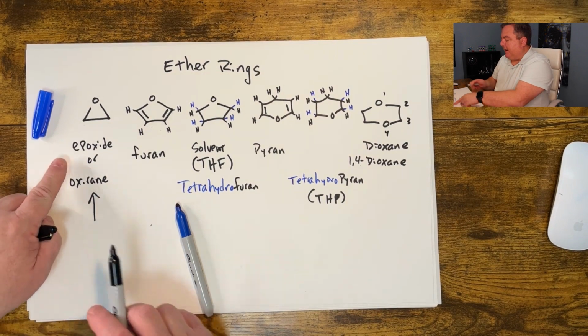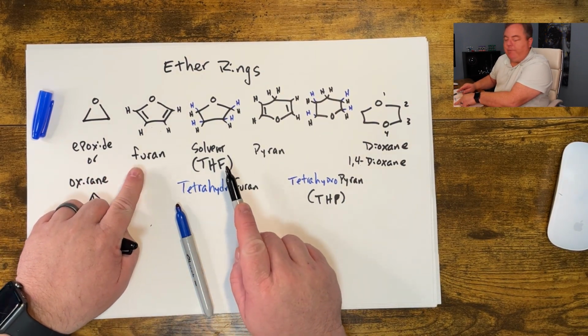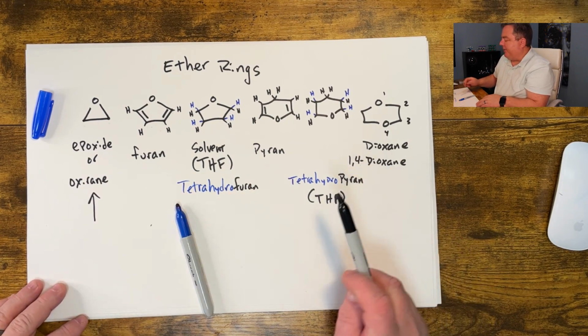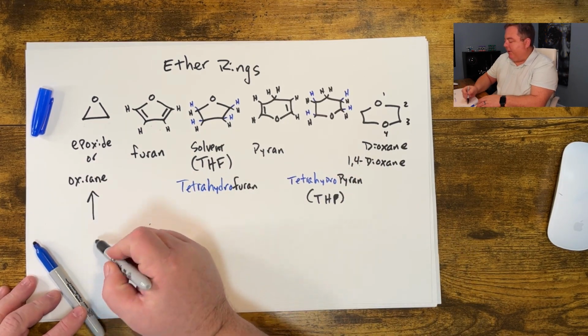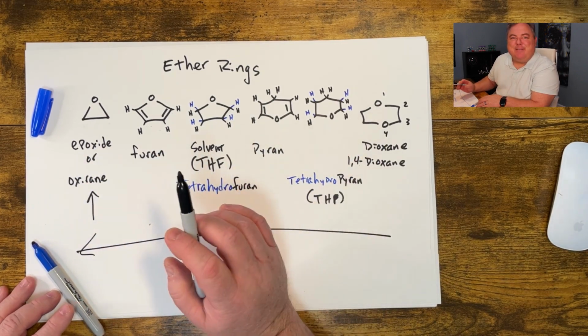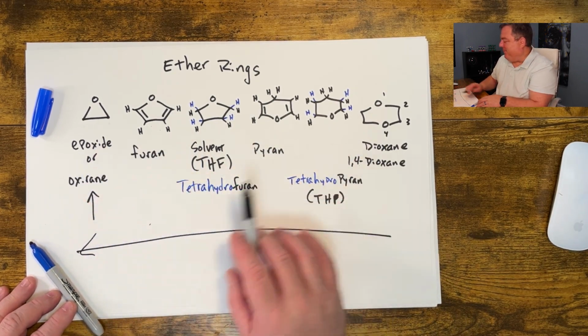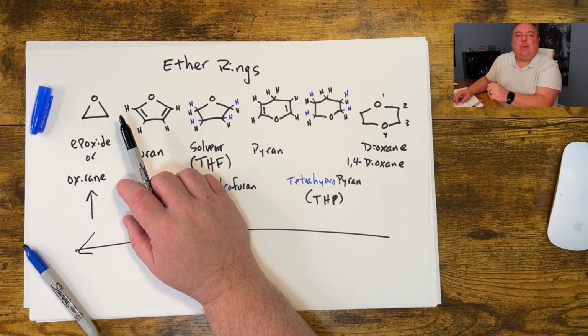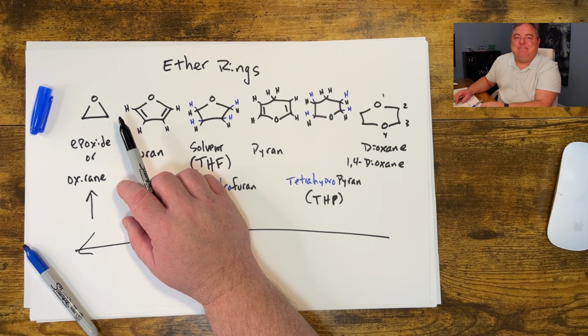So epoxide, furan and tetrahydrofuran, pyran and tetrahydropyran, and dioxane. And I would learn them in this order, most important to least important. So depending on how much time you have to memorize, I would start on this side. I hope that helps. Those are the 6 ether rings that I would memorize.